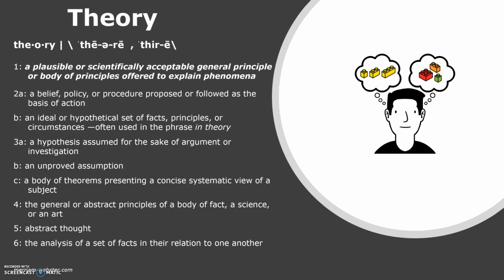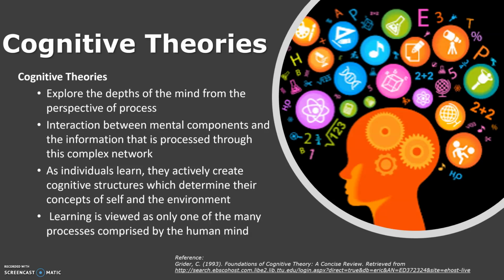Now, looking at the first definition of theory: a plausible or scientifically accepted general principle or body of principles offered to explain a phenomenon. Now, let's put this together. As my teammates present, you will notice that the cognitive theory has several branches, such as, but not limited to, social cognitive theory, cognitive load theory, and cognitive development theory.